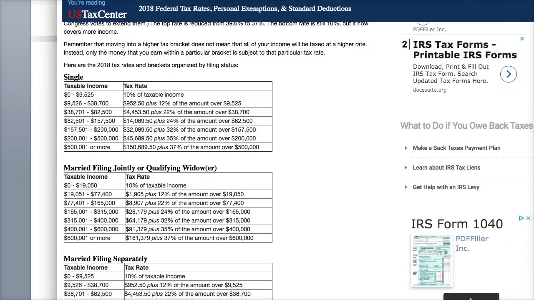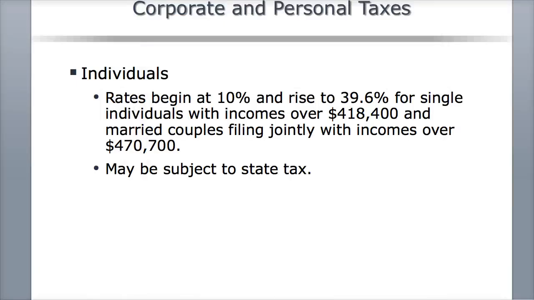So keep that in mind. When we're doing any problems or work out of the textbook, we'll be working with the 2017 individual tax rates and the 2017 corporate tax rates. But I just want you to be aware that they have changed moving forward to 2018.